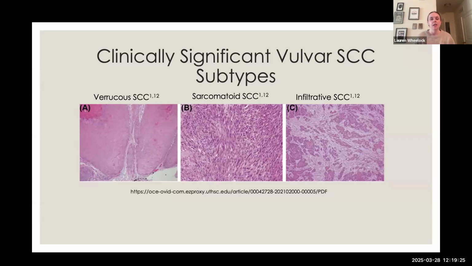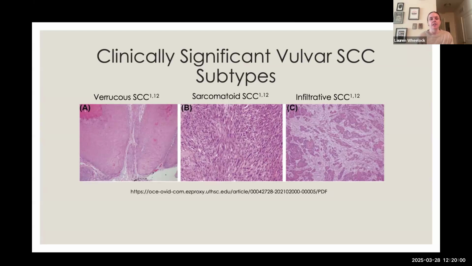The next subtype is sarcomatoid SCC, which is labeled B in the center of the screen, and these lesions are much more aggressive with a higher rate of metastasis and fatality when compared to verrucous squamous cell carcinoma. Histologically, sarcomatoid SCC will resemble a sarcoma, so it will be composed of malignant spindle cells with a high mitotic rate. The cells can be arranged in a sheet pattern, which is what's depicted in the picture, but they can also be arranged in a fascicular or in a storiform pattern.